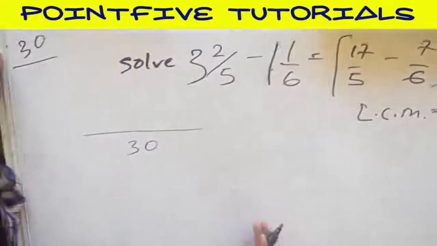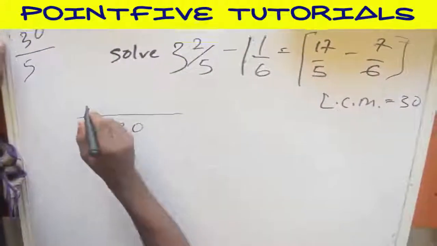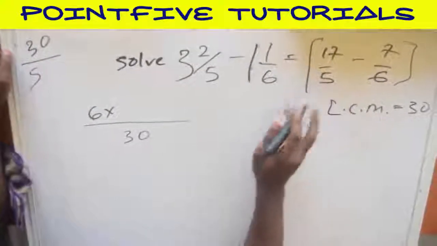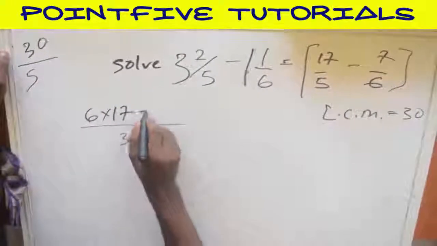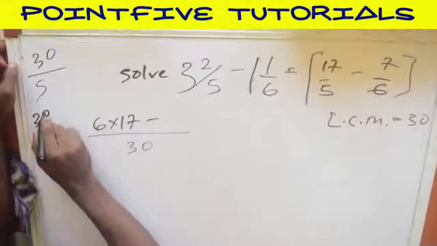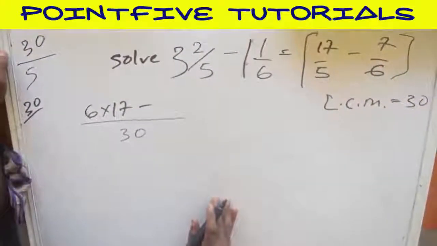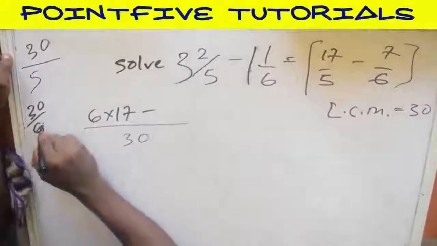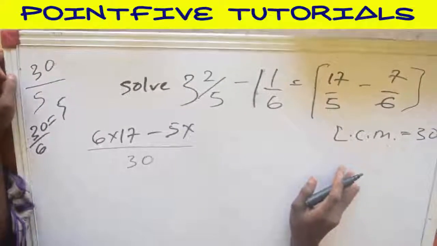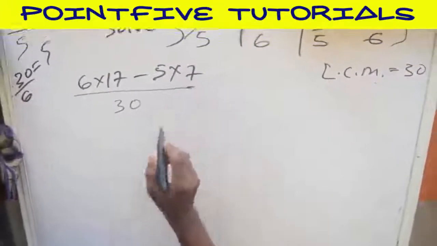Divide it by the denominator of the first fraction. The denominator there is 5. This divided by this will give you 6. Use 6 to multiply the numerator of the first fraction. Here we have 17. Minus, we encounter another fraction, we bring it down, 30 all over the denominator of the second fraction, we have 6 there. 30 over 6 is 5, write down 5, multiplied by the numerator of the second fraction, which is 7.